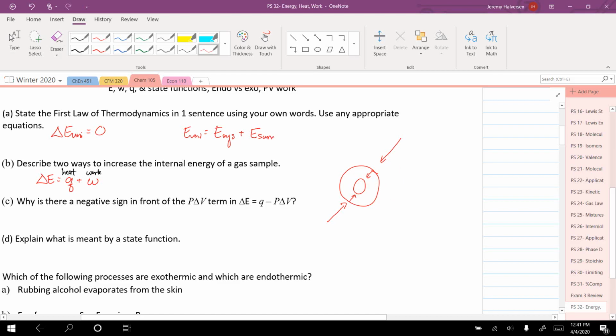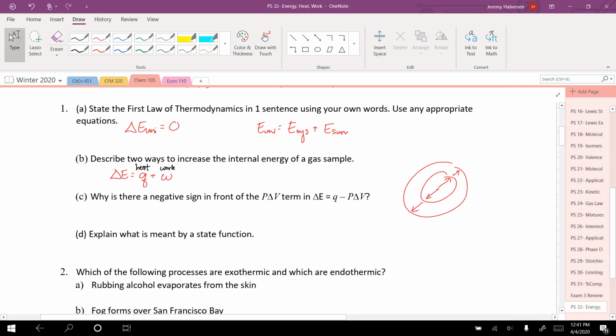If it expands, then the opposite is true. If we have a gas sample and the gas sample pushes out and expands, now the gas sample's done the work, it loses energy. So work is negative for an expanding gas, which brings us to C.